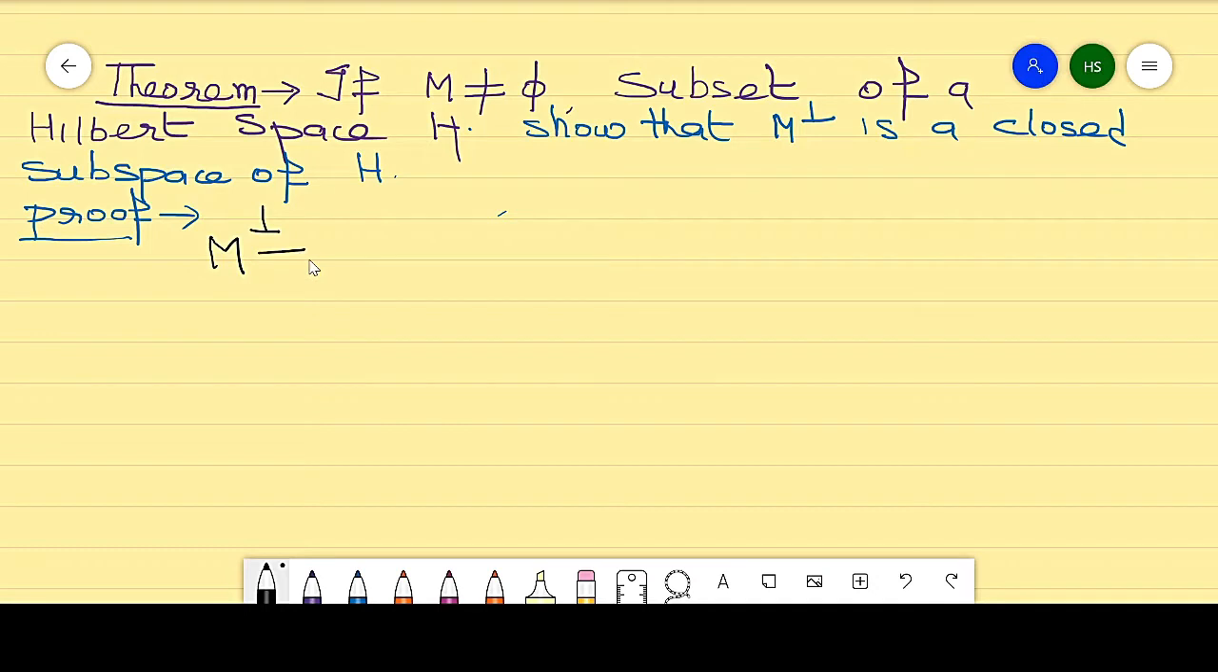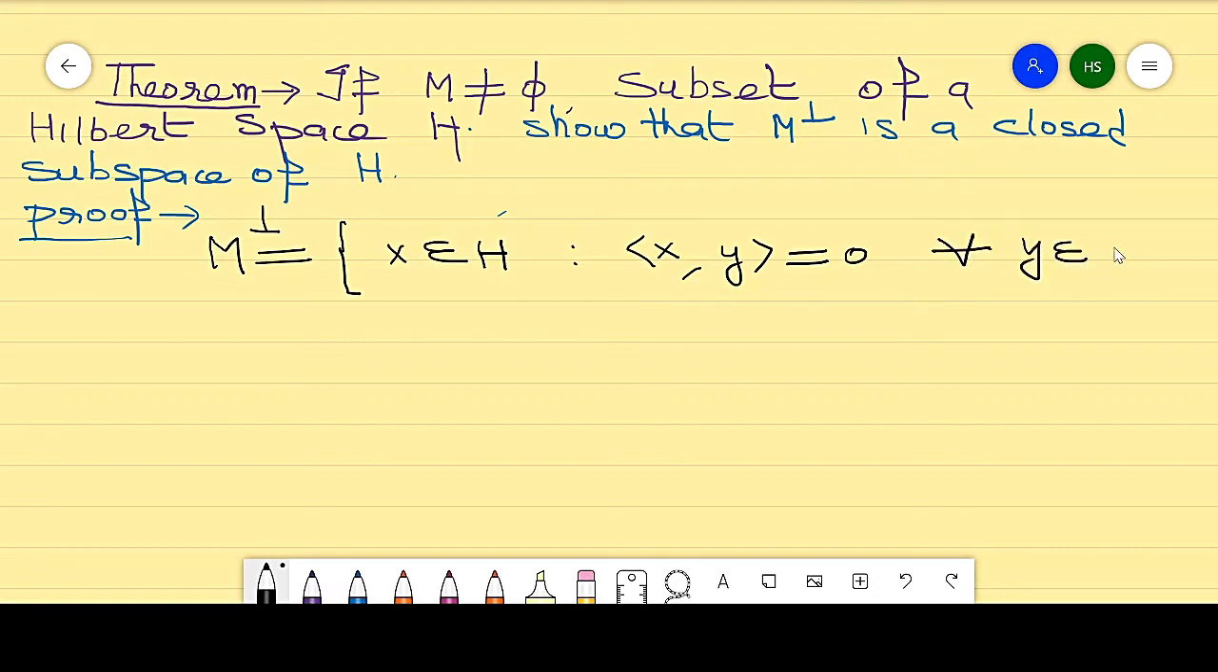So first, what is the definition of orthogonal complement? The orthogonal complement is a set consisting of all vectors x belonging to H such that the inner product of x, y is 0 for every y belongs to M. Now to prove, first it is a subspace and second it is closed. To prove it is a subspace, it should be non-empty.